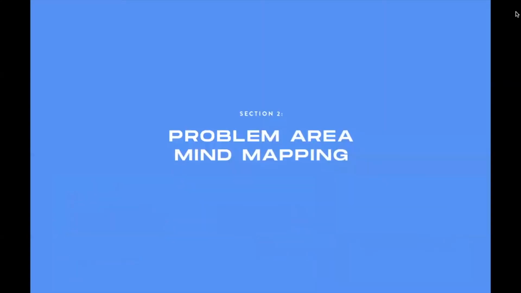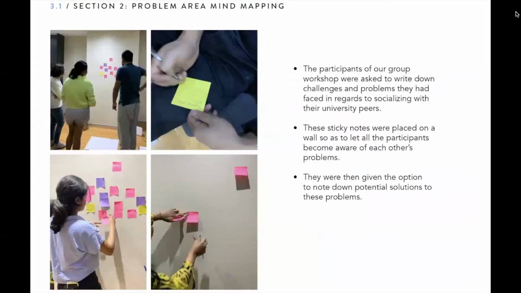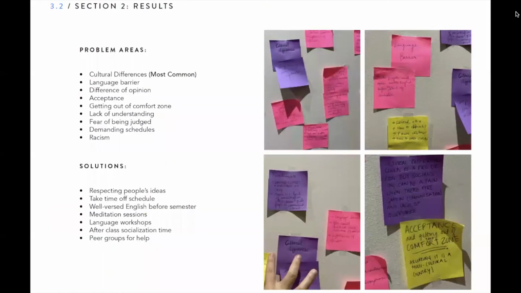For the next section, we made our participants write down problem areas on sticky notes and stick them onto the wall, after which they could see everyone's problems and write down possible solutions and stick them next to the issues that they were interested in. As the wall kept building with these notes, there was one problem that stood out, and almost every participant had it noted down, which was cultural differences.